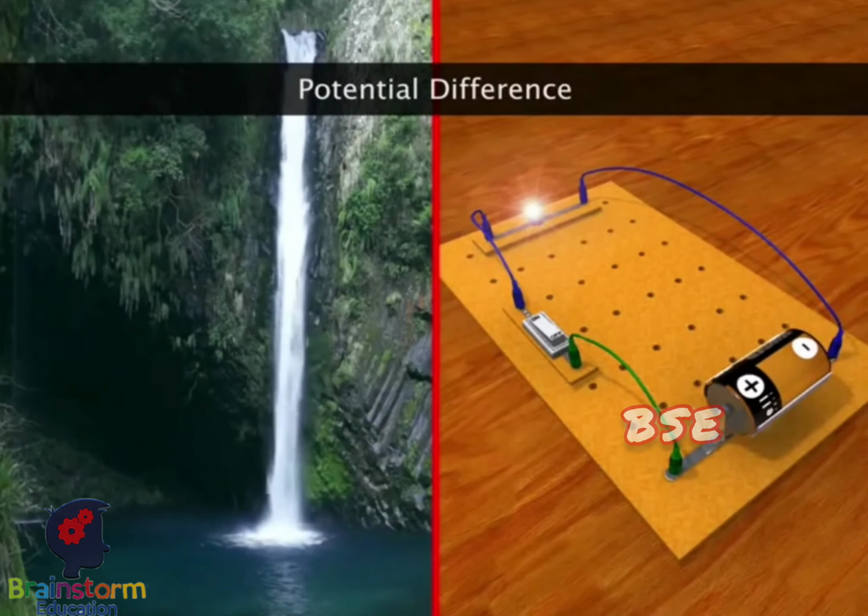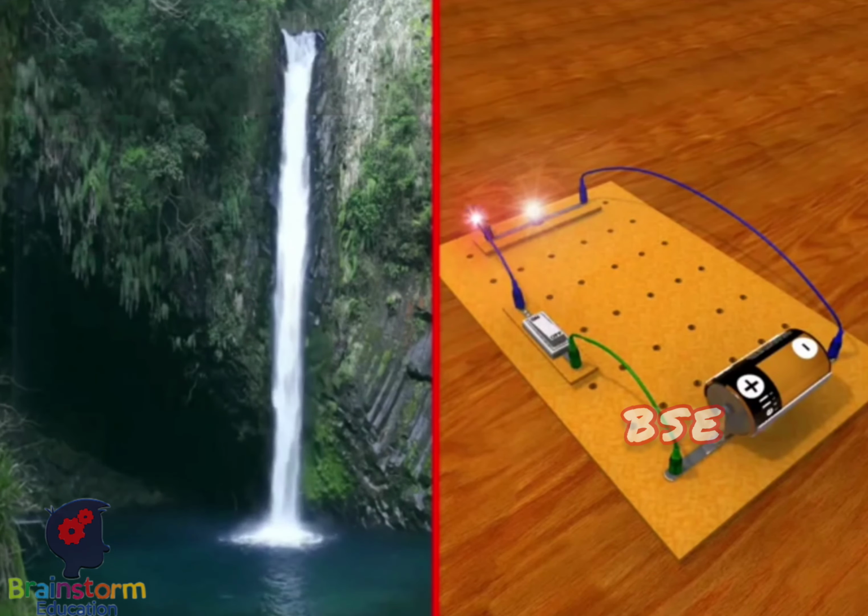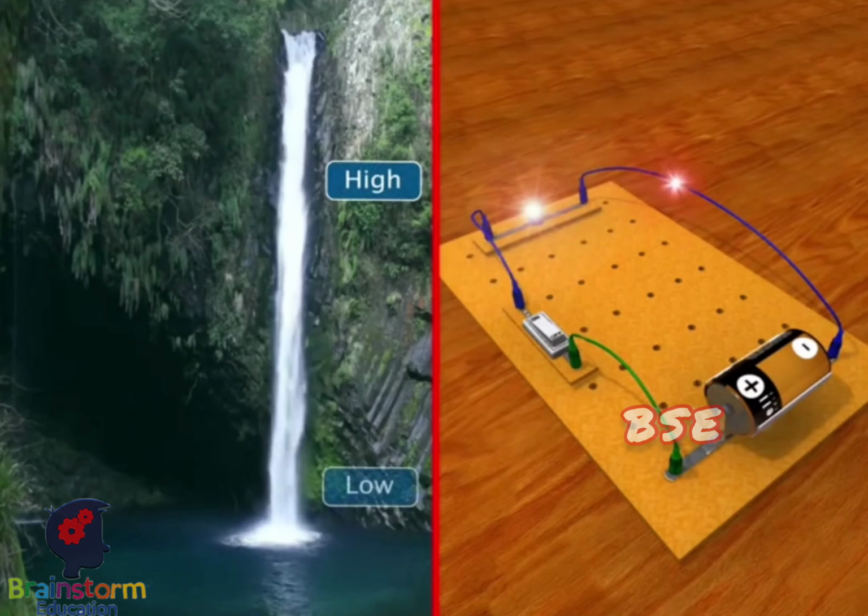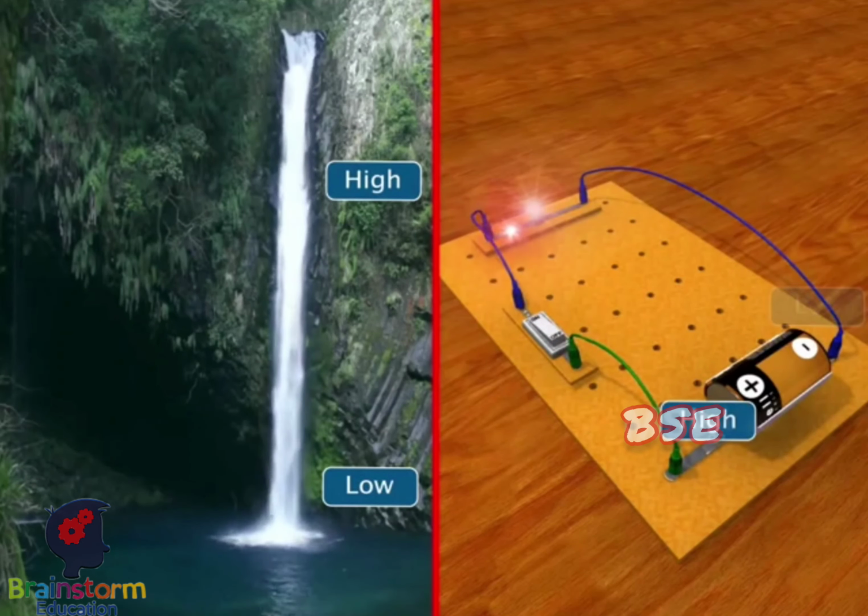Let's compare a water current with electric current. What are the forces behind the flow of water and the electric charge? It is the difference in potential energy in water and the difference in the electric potential in case of electric current. Water flows from a higher level to a lower level. The potential energy is high in the higher level and low in the lower level. Similarly, current flows from higher electric potential to lower electric potential.